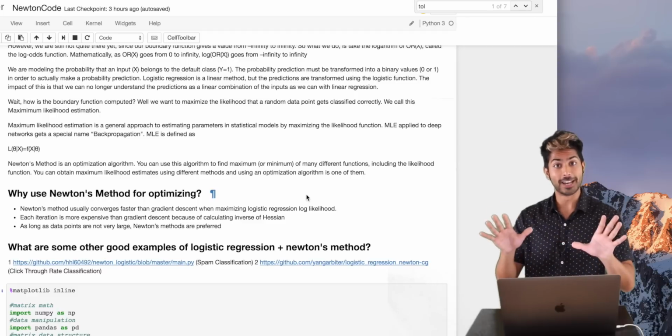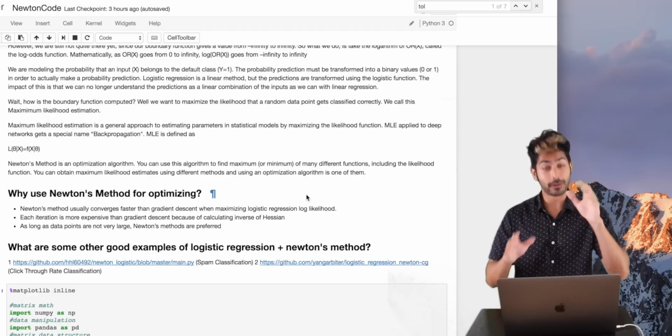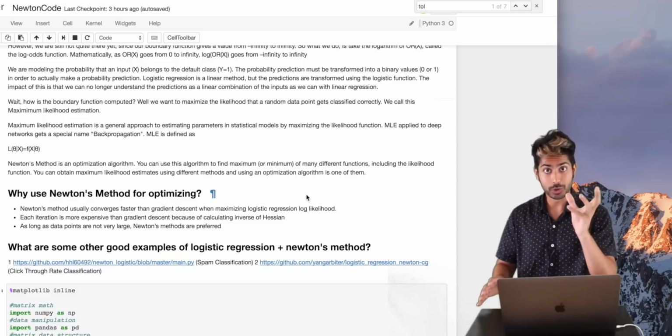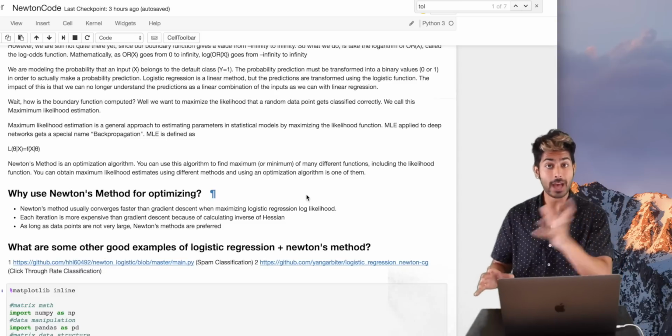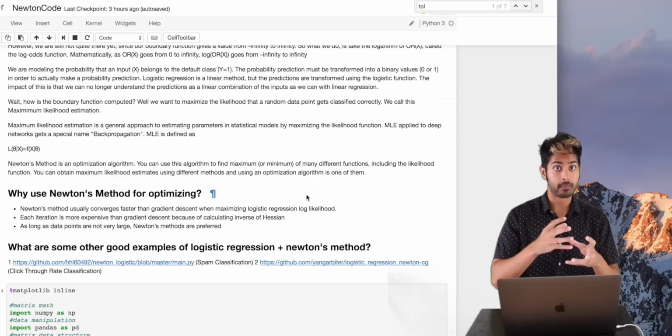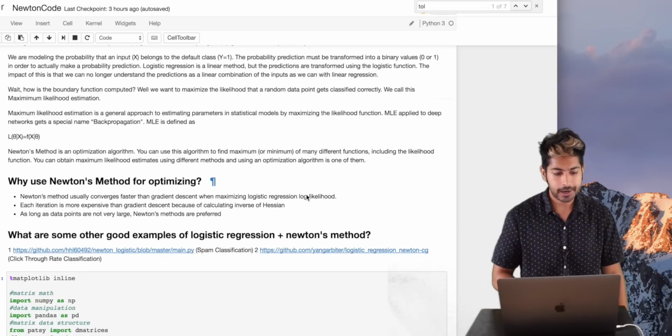Okay, so like I said, we are focused right now on logistic regression and Newton's method. We're trying to perform MLE, and we're using Newton's method as our optimization technique to perform MLE. Okay?